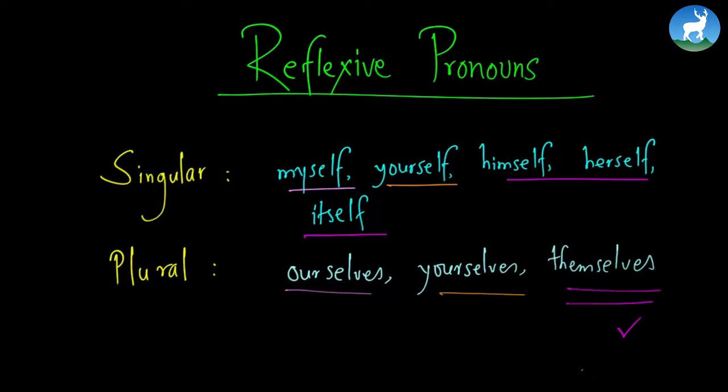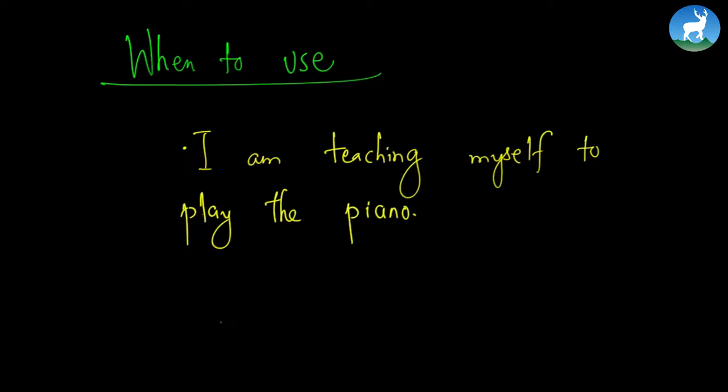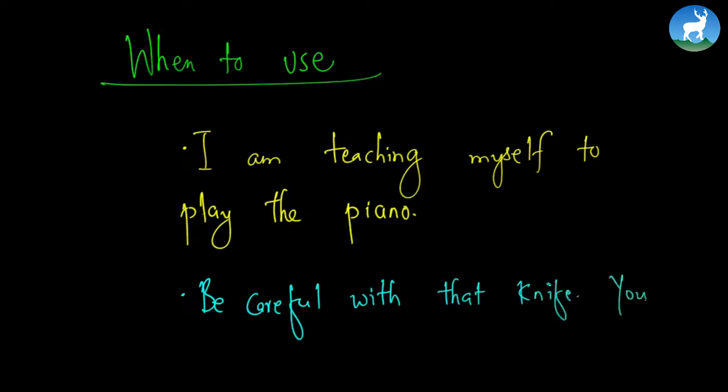Now let us discuss when we use a reflexive pronoun. Let me write one example. I am teaching myself to play the piano. Or I can say something like this: Be careful with that knife. You might cut yourself. So when I write sentences like these, I am using a reflexive pronoun, myself and yourself.